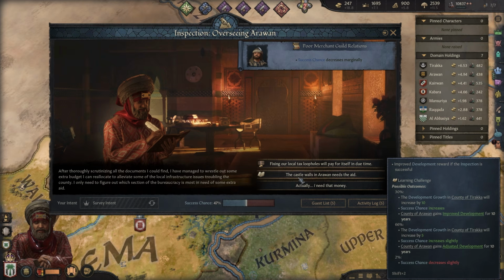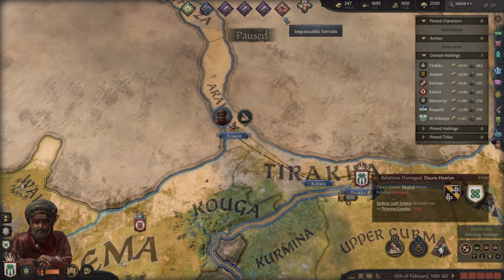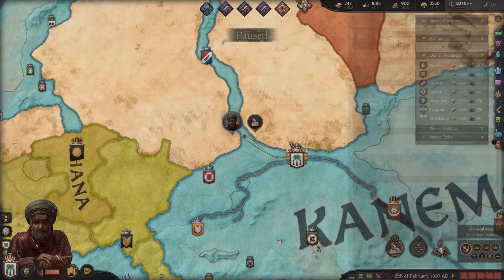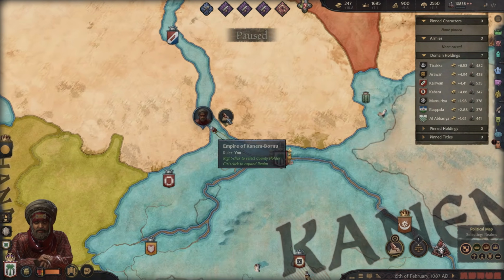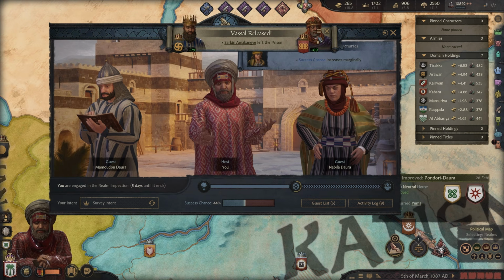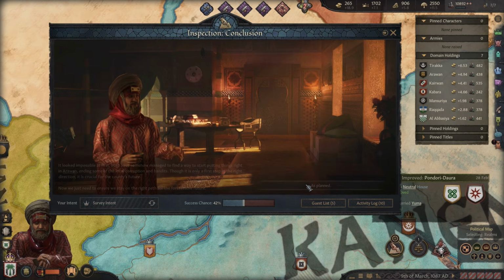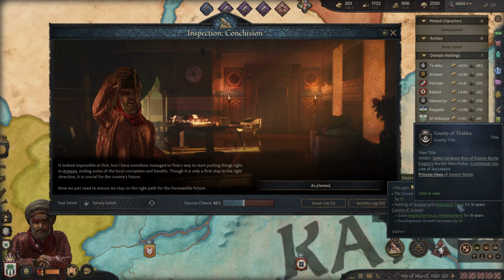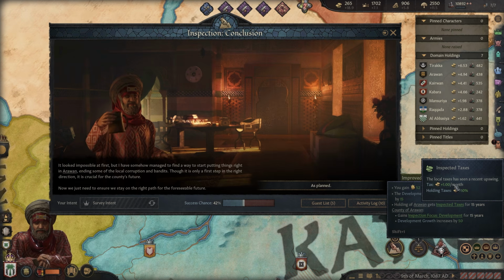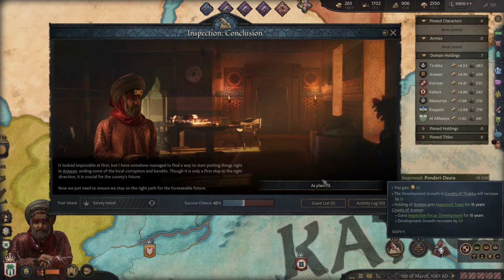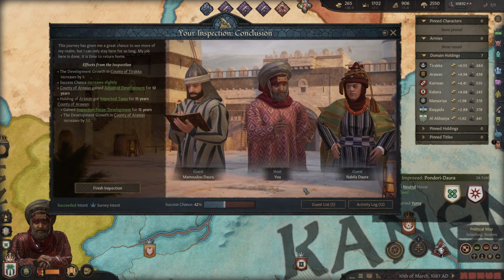I'd like to improve development. We have a dangerous faction. Oh, really? Oh, look at that. That's a surprise. Okay. Well, that's fine. Blunder after blunder. Success chance decreased for reasons. Hey! We got the 42% chance of it succeeding, and it succeeded. Nice. So our capital gets more development growth. This place gets inspected taxes, so it gets tax and holding taxes. And it gets increased development, and it gets development growth. Wonderful. That seems really good.